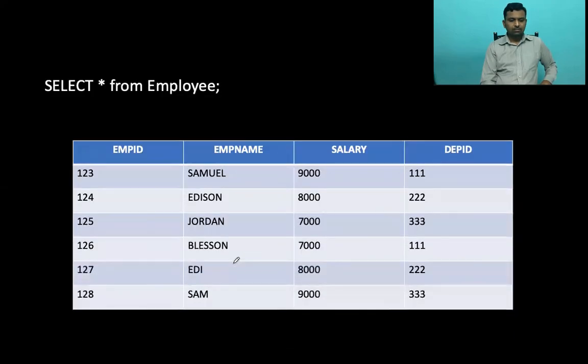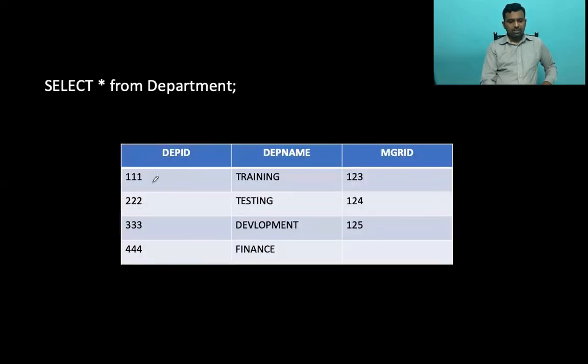Now let us see how to join these two tables. Before that, I'm giving you some information. These are the things in my employee table. I have 6 employees working, belonging to 3 different departments: 111, 222, 333. And I have a department table which has 4 departments, with department names, and for one department, no manager. There is no manager for this department. That's the reason I'm saying manager ID is none.